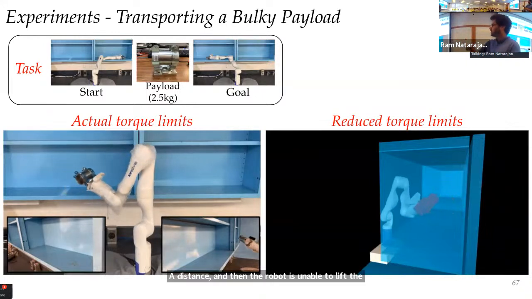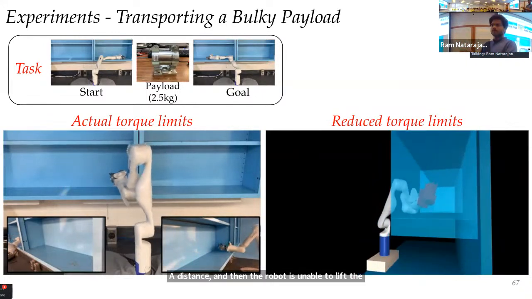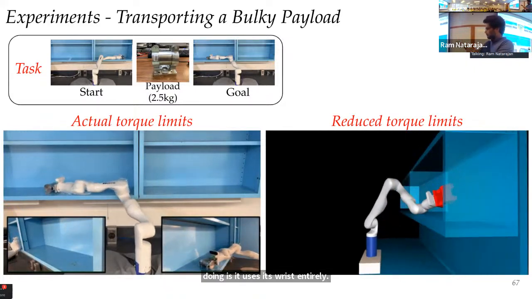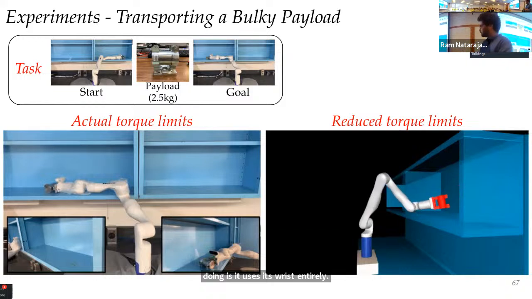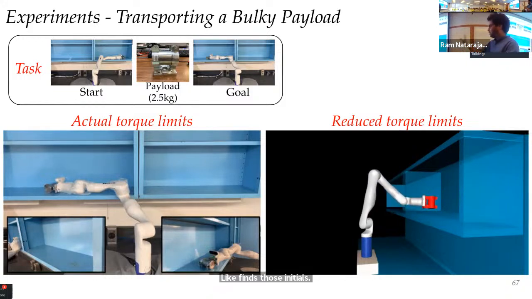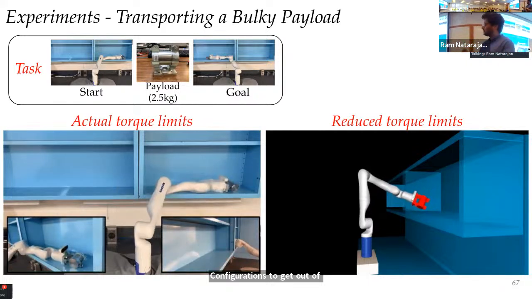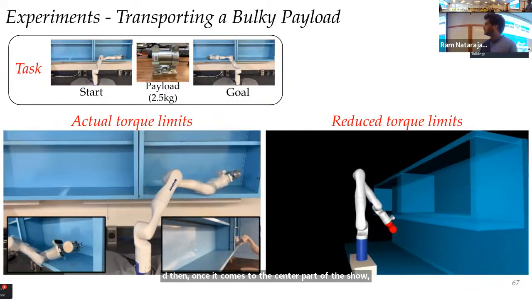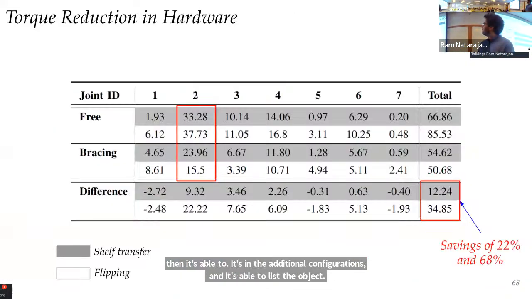So what it ends up doing is it uses its wrist entirely to nudge and find those initial configurations to get out of the confined space. And then once it comes to the center part of the shelf, it's in the distal configurations, and it's able to lift the object, turns around, places it on the other side and slides it in.